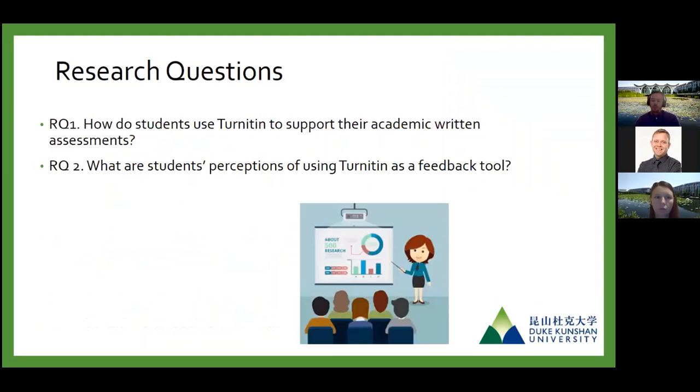So in terms of the research questions we'll discuss today, obviously we're limited with time, so we'll just focus really on 2 areas that we feel might be beneficial and useful to share our results with you today. First of all, how do students use Turnitin to support their academic written assessments? And secondly, what are students' perceptions of using Turnitin as a feedback tool?